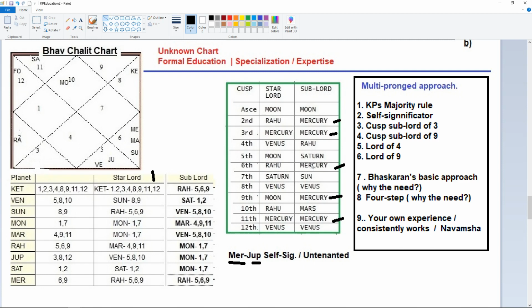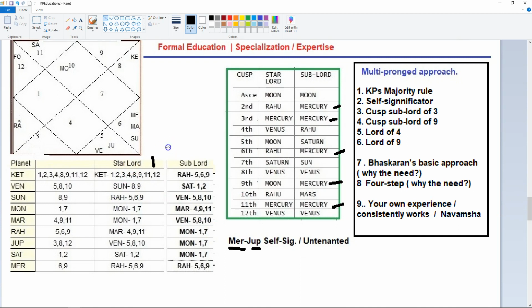This should tell us to take notice and look at what Mercury could do. Now let's look at what Mercury could do. Even if you don't have an accurate birth chart, you know that Mercury and Jupiter are untenanted and they are self-significators. If you study both Jupiter and Mercury in this table of significators alone, because you are not sure about the birth time, you are bound to ignore the cusp chart. Is the cusp significator list.